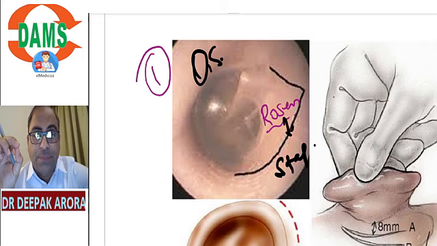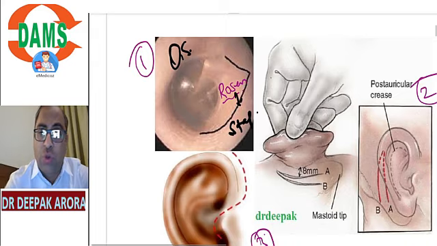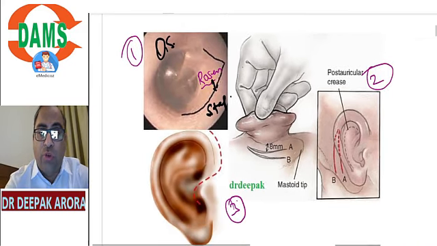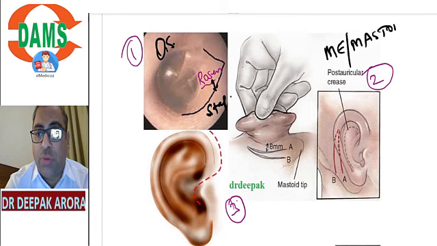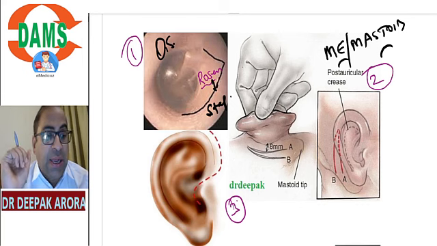Done. And what is this one? Incision number 2. Incision number 2 is your post-auricular incision. This is the most common incision I'm using for middle ear and mastoid. Most common incision for middle ear and mastoid.